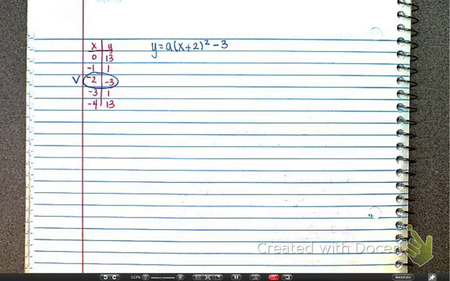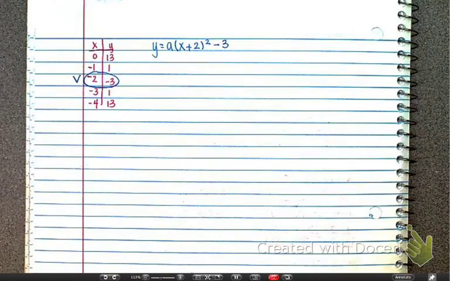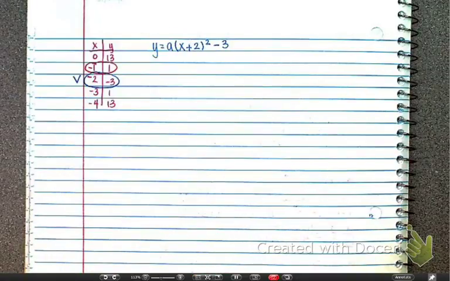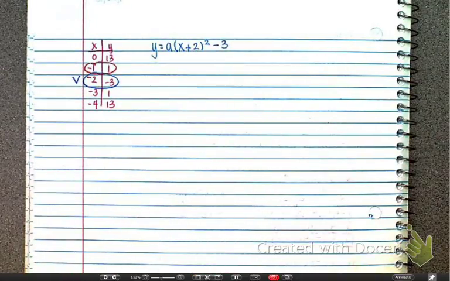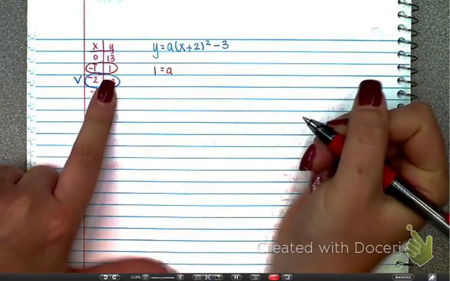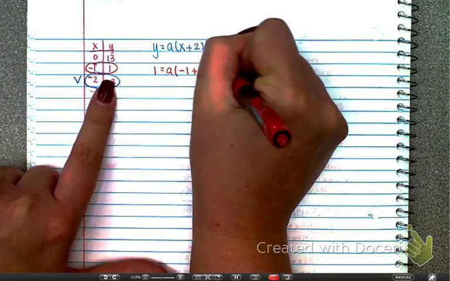What point looks the easiest? -1, 1? Okay. Guess what? It doesn't matter what point you pick, we're all going to get the same answer. So if 0, 13 looks nicer to you, then use 0, 13. Okay, everyone will get the same answer. I circled -1, 1 for this, so let's just use that. So y is 1. I don't know a, that's what I'm solving for. X is -1 plus 2 squared minus 3.